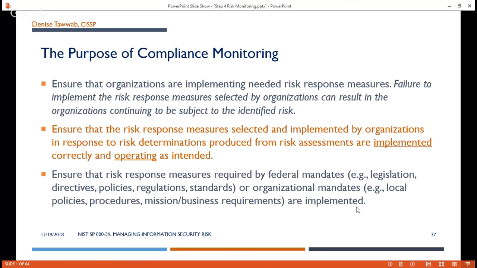So we want to make sure that our risk response measures are implemented. We want to ensure that the measures are implemented correctly and operating as intended. And we want to make sure that they're producing the desired results, and that any measures that are attached to legislation or any kind of measures that are mandated are in place. Let's absolutely make sure the ones that we are legally required to do, or from a regulatory standpoint required to do, are in place. So that's compliance monitoring.